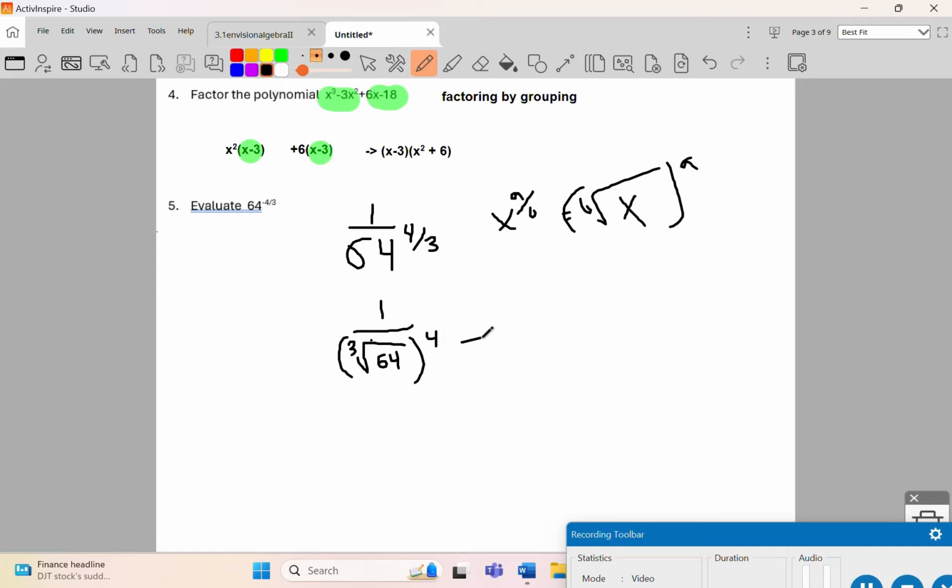All right, so what do I have here? I know that the cubic root of 64 is 4. I can do some evaluating. And I have to turn around and raise it to the 4th power. Cubic root of 64 is 4. So 4 times 4 times 4 times 4 again is going to be 256. Ta-da! So 1 over 256.